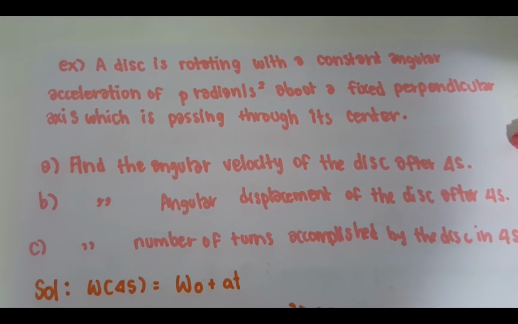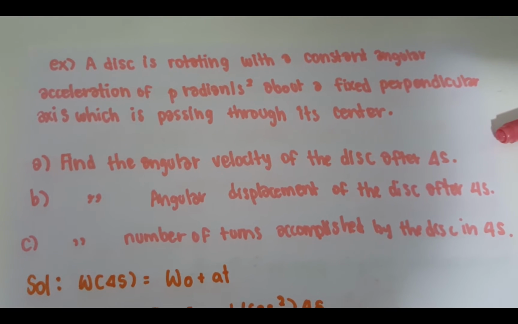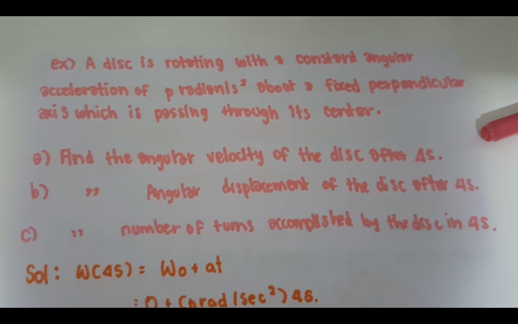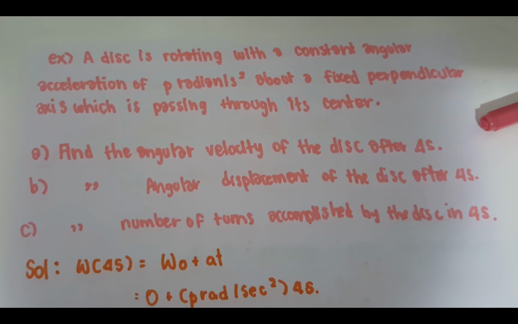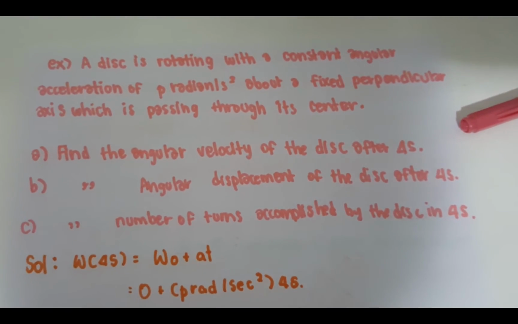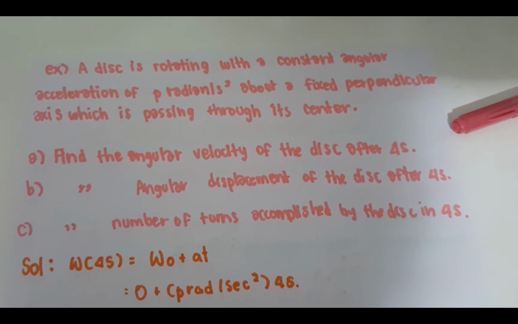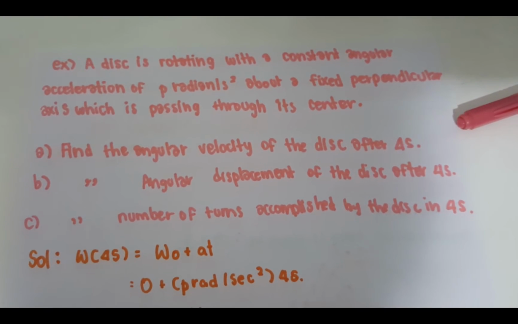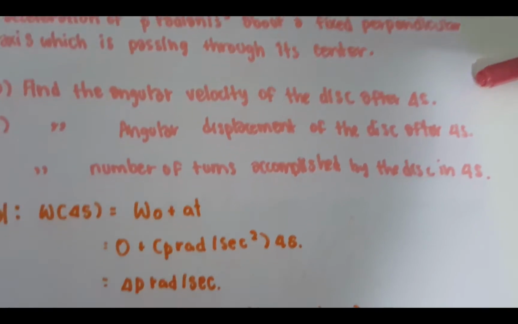For example, a disk is rotating with a constant angular acceleration of π radians per second squared about a fixed perpendicular axis which is passing through its center. A. Find the angular velocity of the disk after 4 seconds. B. Find the angular displacement of the disk after 4 seconds. C. Find the number of turns accomplished by the disk in 4 seconds.